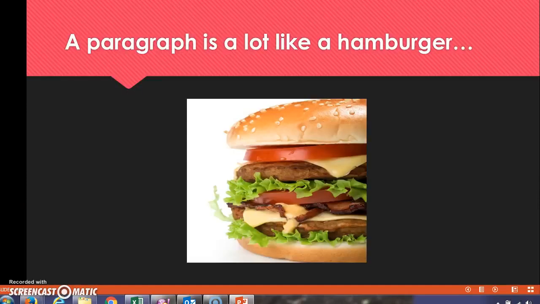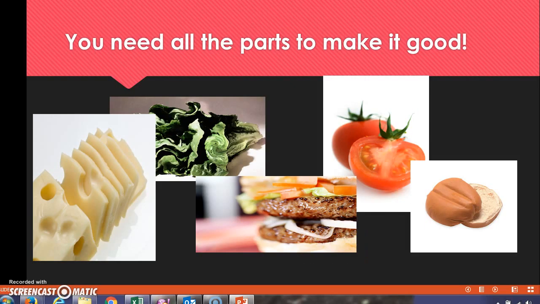A paragraph is a lot like a hamburger. Now I know that's kind of a corny analogy, but in order to have a delicious hamburger, you need to have all of the parts that make it good. And a strong paragraph response works in the same way. In order to have a strong paragraph, you need to have all of the pieces. They all work together to make your paragraph strong.